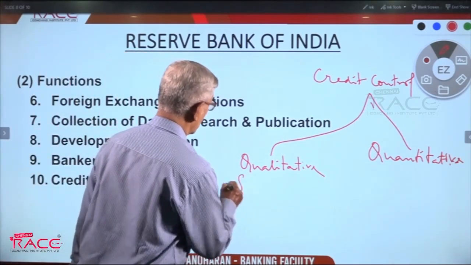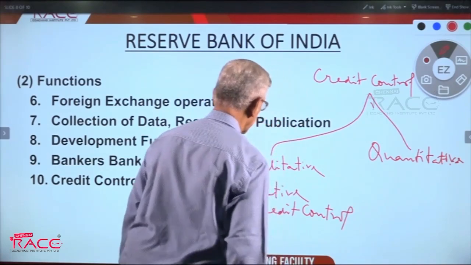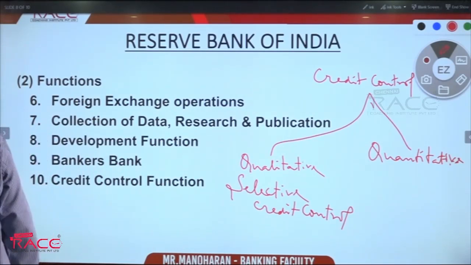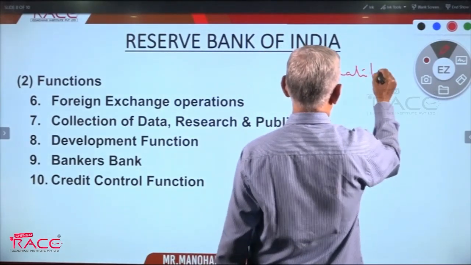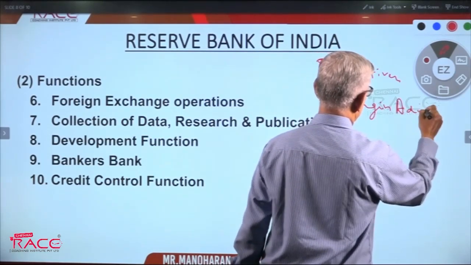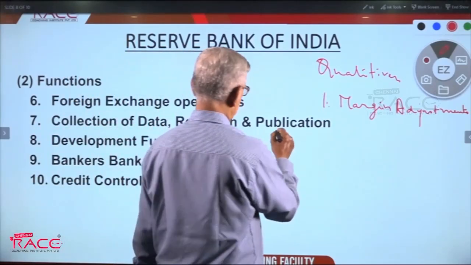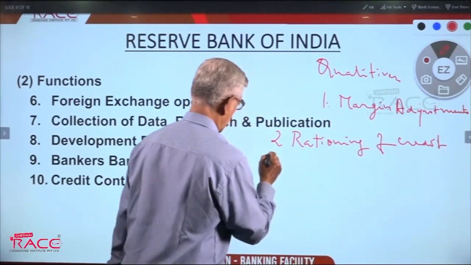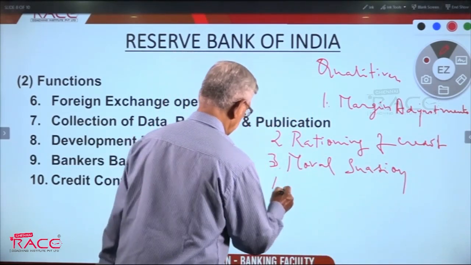Qualitative is also called a selective credit control. Okay, let's see them in detail, qualitative as well as quantitative. Qualitative tools: 1. Margin adjustments, rationing of credit, moral suasion, and direct action.